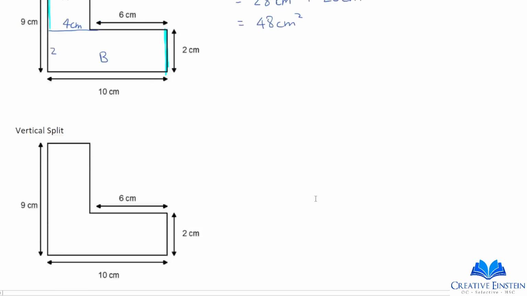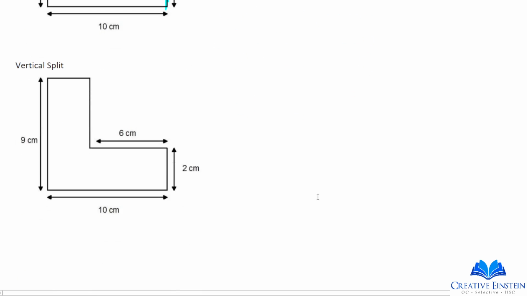Okay, last example here. It's exactly the same shape, but again, we're going to do a vertical split just to show you that it's exactly the same thing. So vertical split, A and B. So again, we know the area is going to be shape A plus shape B. Now I can see for shape B, 6 and 2 centimeters. For shape A, I can see that that is 9, but I don't know this yet. I do know, however, that this is 6 and this is 6.